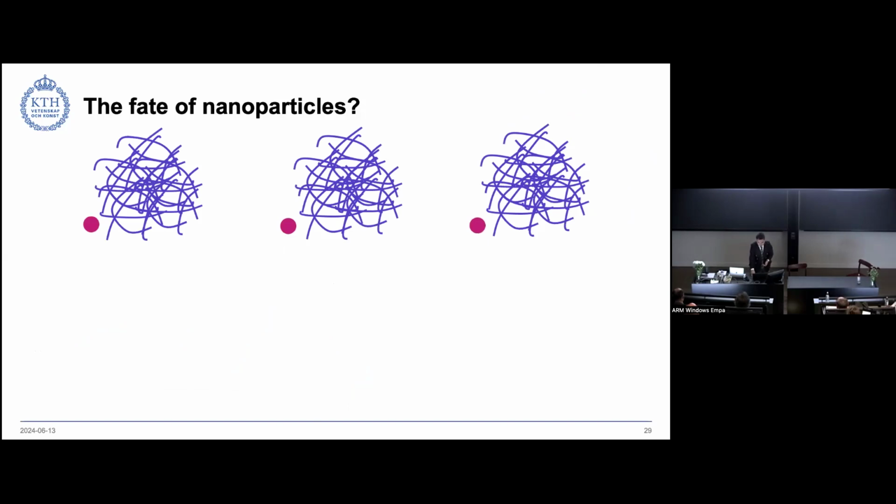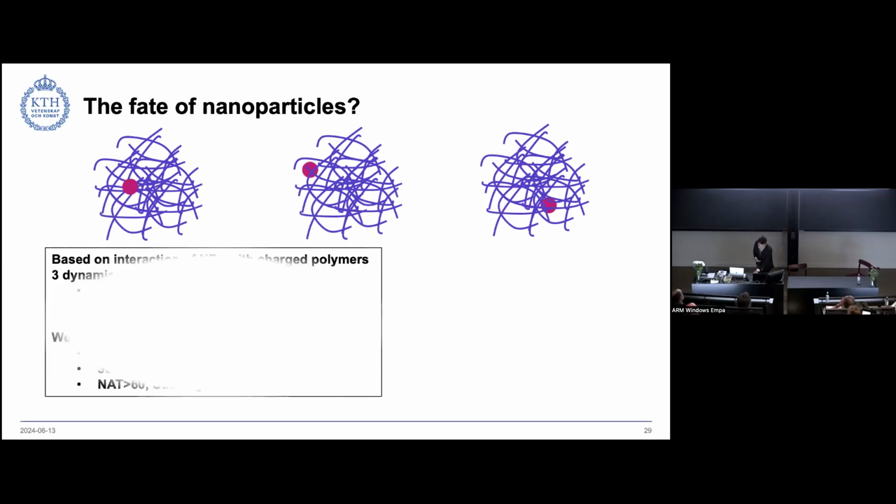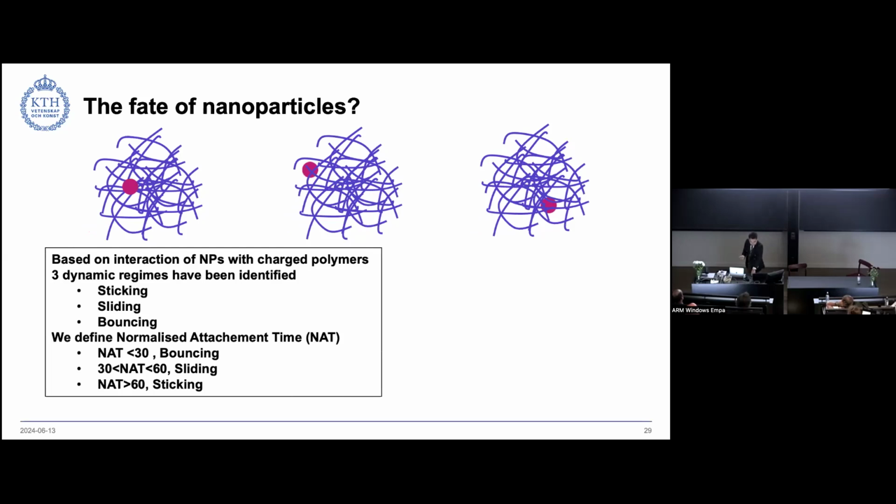But what is the fate of nanoparticles? What if we release a nanoparticle, what can happen? We have done some image analysis and also video analysis, and when we release them, there are three main regimes that can happen. They can stick to the fibers, they can slide on the fibers, or they can be bouncing inside the fibers. So we defined these regimes based on the normalized attachment time of the nanoparticles to the fibers.